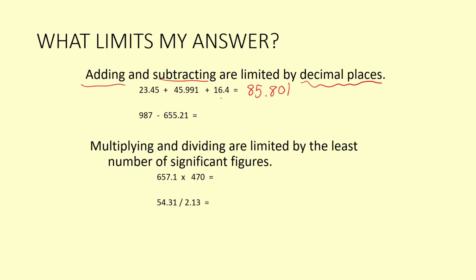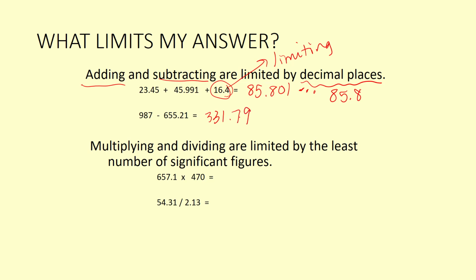Now, my answer can't be more accurate than my data. So I look at my data, I see this is my limiting. Why is it limiting? Because it has the least number of decimal places. It only has 1 decimal place. So I can't have more than 1 decimal place in my answer. So it's going to be 85.8 is my answer.